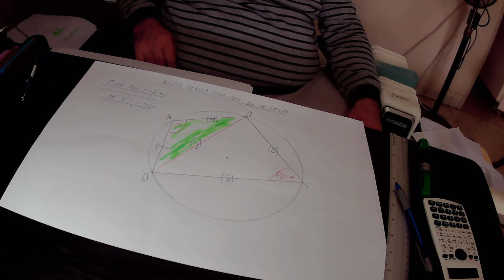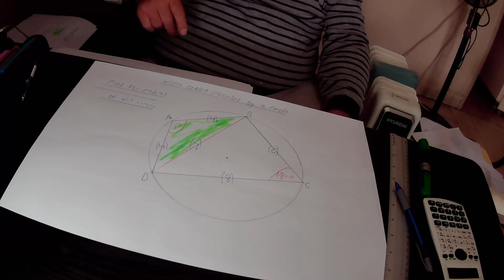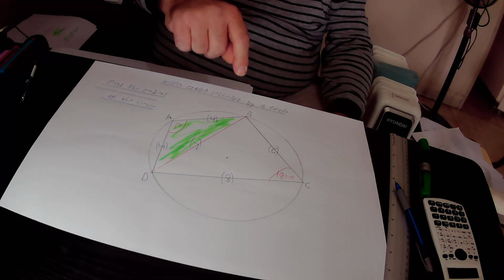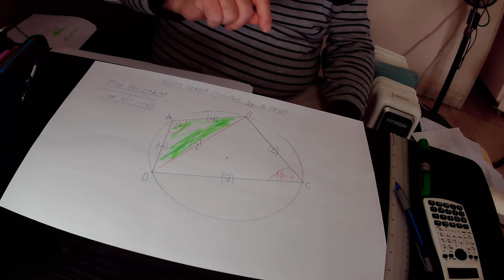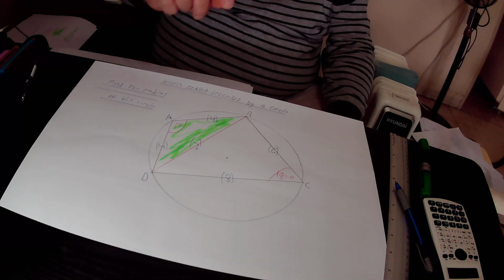So according to the law of sines in its full version, in this triangle ABD, BD over sine theta equals 2R. Again, BD over sine theta equals 2R.